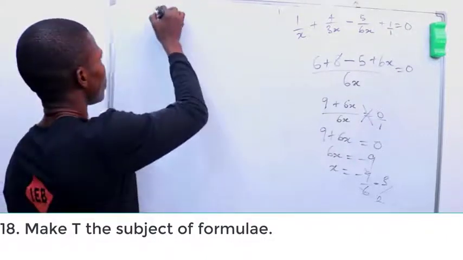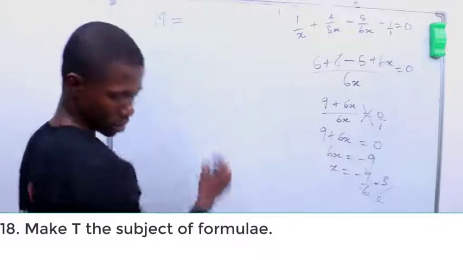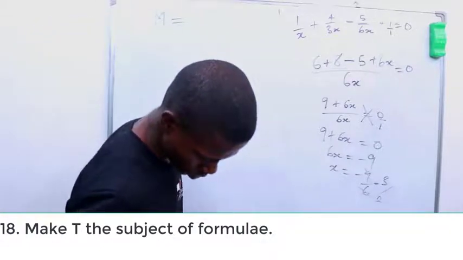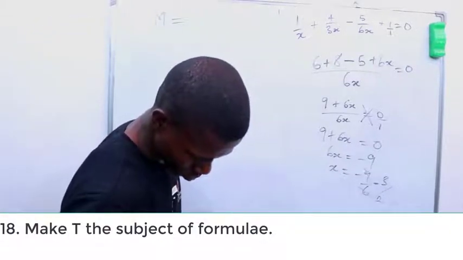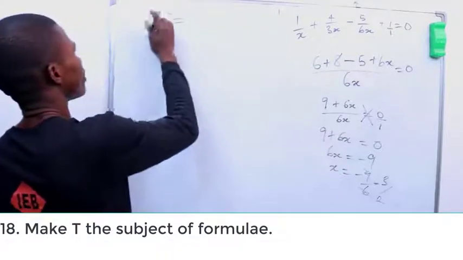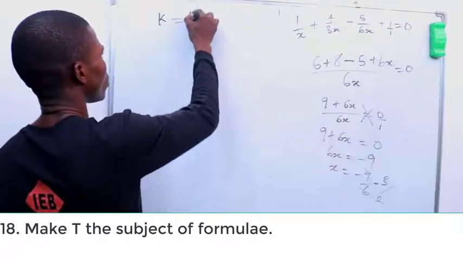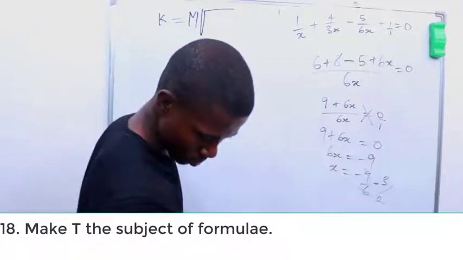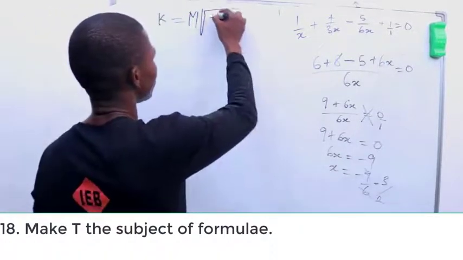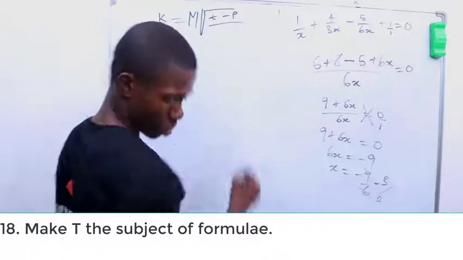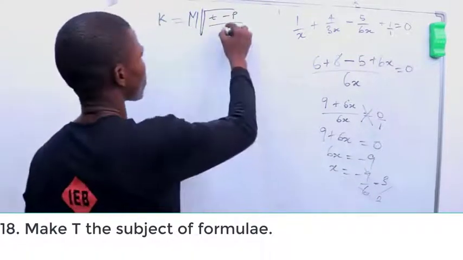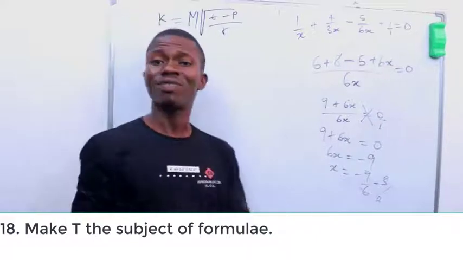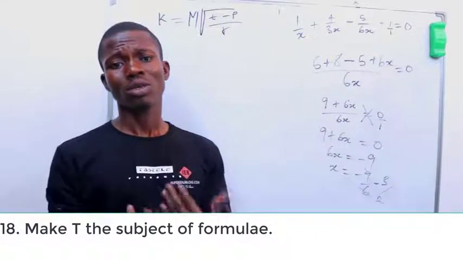The question is K is equal to M square root of T minus P all over R. Okay, this is it, very easy. Just cool down. Know what you will do.